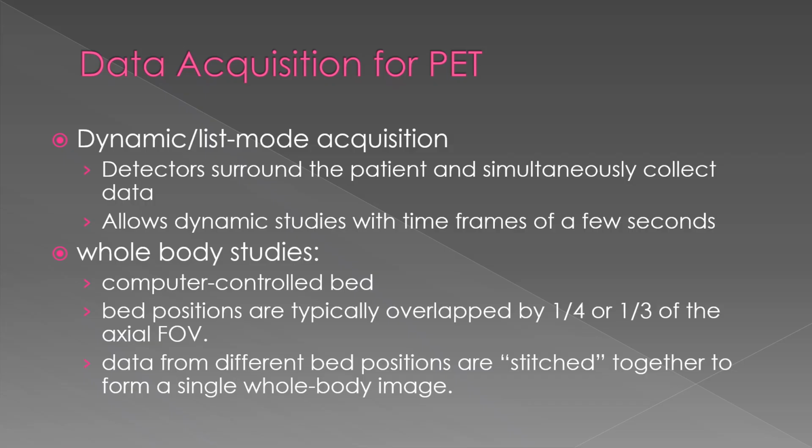Now, we also have data acquisition modes like dynamic or list mode. With this one, the detectors will surround the patient, they already are, and then they simultaneously collect the data. This allows dynamic studies in time frames of a few seconds. This is used for cardiac PET, especially the myocardial perfusion imaging, where we're getting myocardial blood flow, or we're getting ejection fraction, and we need that quantitative analysis.